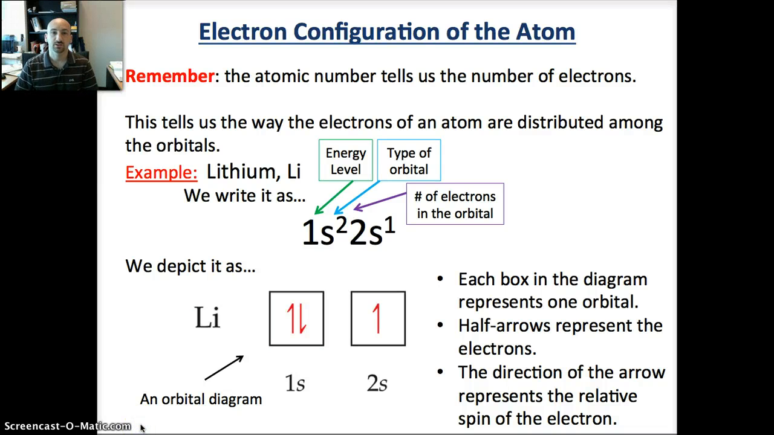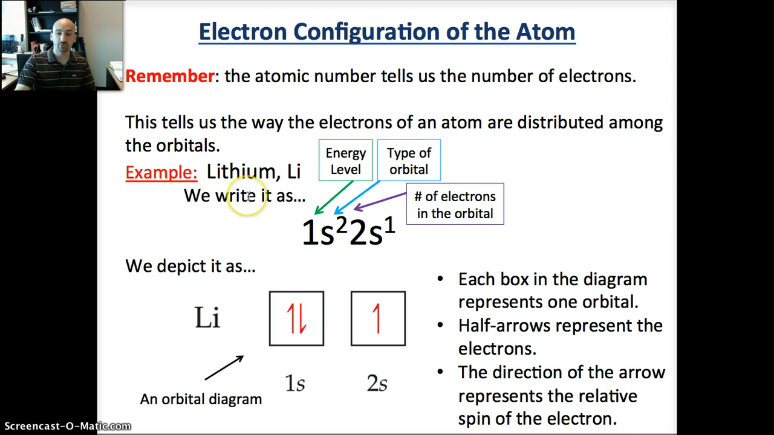Alright, welcome back. This is Chapter 6, Part 3, and now we're going to talk about electron configurations of the atoms. An electron configuration of an atom just tells us the way electrons of an atom are distributed among the orbitals. For example, we can look at lithium, which is in period 2 of group 1A.